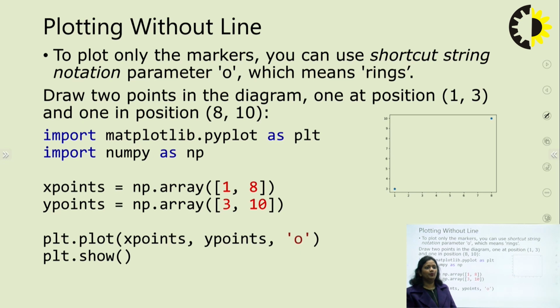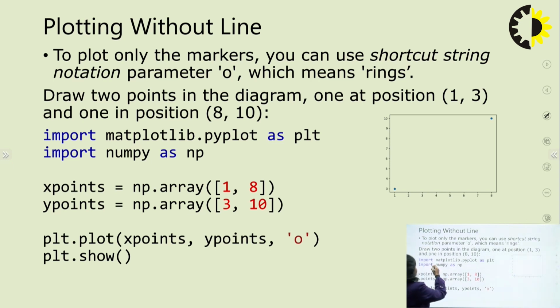Next, plotting without a line. If we have to plot these numbers without a line, what are the changes in this program? Draw 2 points in the diagram, one at position 1, 3 and one at position 8, 10. So we have to draw a point, or we can say a marker, at position 1, 3 like this, and another point at 8, 10. We are not going to draw a line between these points.